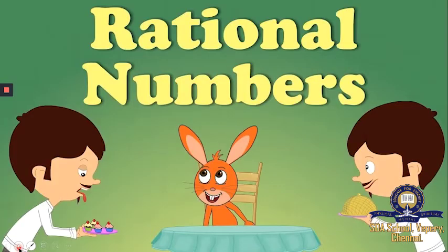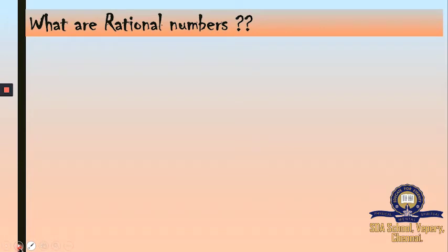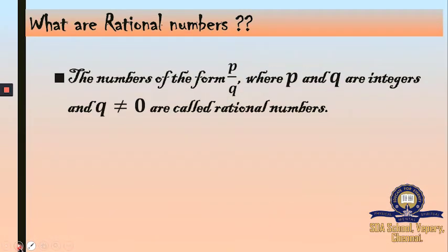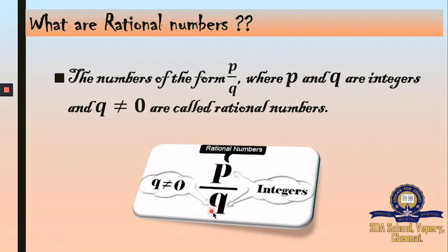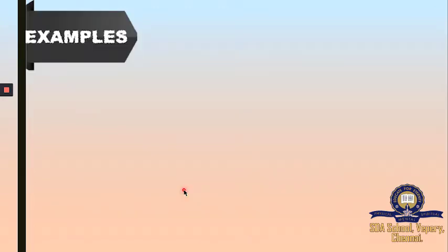So first we are going to see about rational numbers. So what are rational numbers? The numbers of the form p by q, where p and q are integers and q not equal to 0 are called rational numbers. So the number should have both the numerator and denominator. So it should be in the form p by q, and both the numbers should be integers and q should not be equal to 0. So now let us see an example based on this.